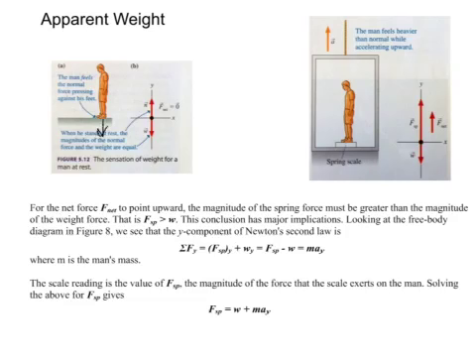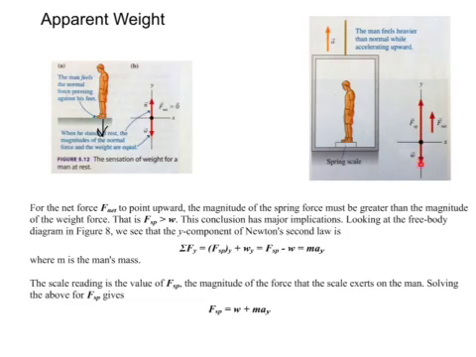Okay? So now let's imagine we take this guy and we put him on a spring scale and put him in an elevator, and we begin to accelerate that elevator upward. For the net force to point upward, the magnitude of the spring force has to be greater than the magnitude of that weight force. This has pretty big implications.